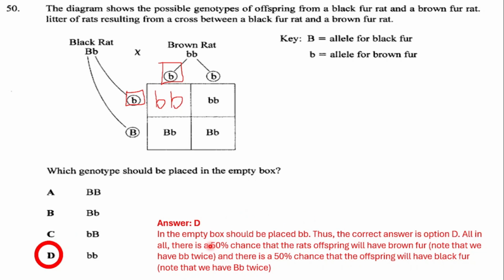All in all, there's a 50% chance that the rat offspring will be brown fur. Note that we have bb twice, so that means that there's going to be a 50% chance that the rat offspring will have brown fur. And there's also a 50% chance that the offspring will have black fur. Note that we have capital B and small b twice. So 50% and 50%. So the correct answer is definitely going to be D, small b, because that's the genotype that should be placed in the empty box.